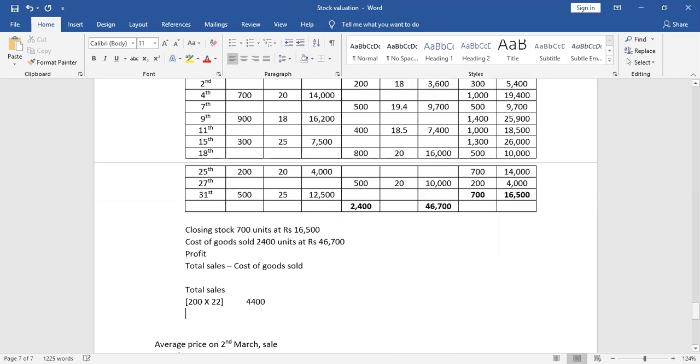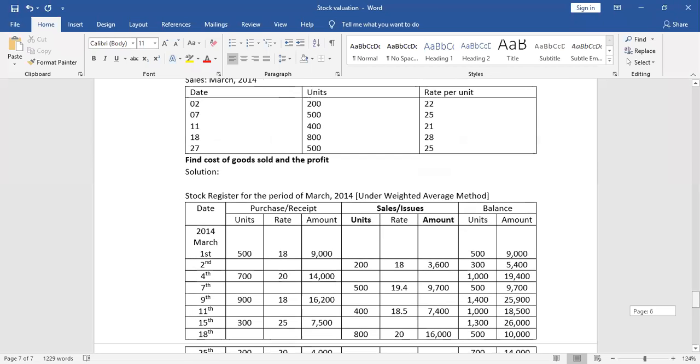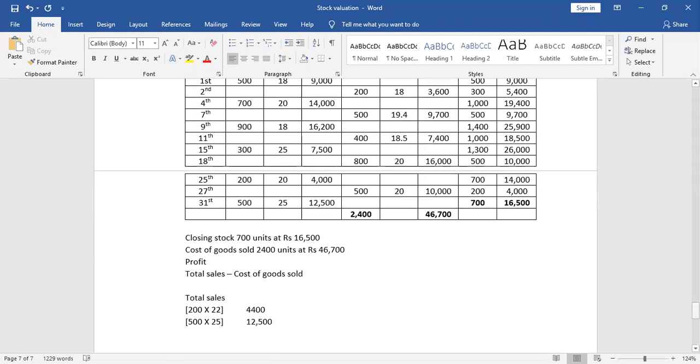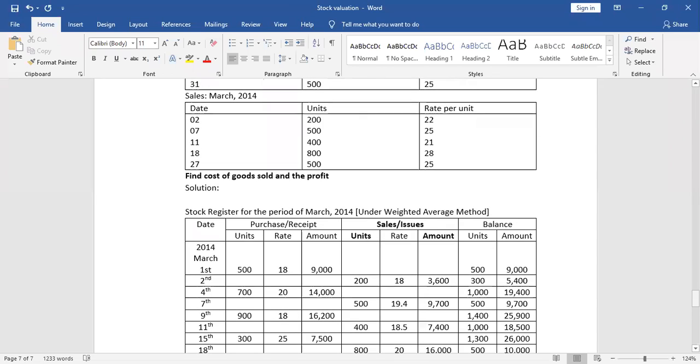करेक्ट. नेक्स्ट वन 500 into 25. सो यहाँ पे हम लिखेंगे 500 into 25. How much are you getting? 12,500. Then we have 400 into 21. यहाँ लिखेंगे 400 into 21. How much is it coming? 8,400.